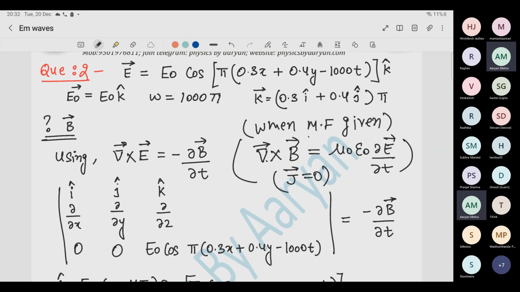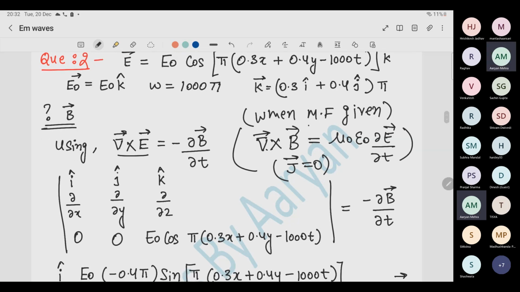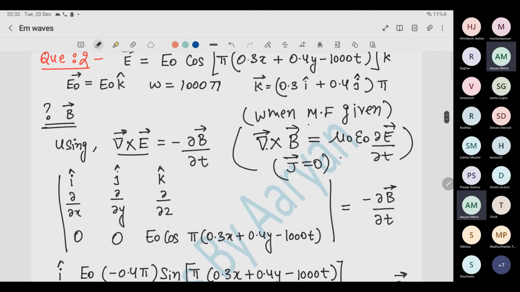Why? You know E, so you can easily find del cross E. But if you start using the other equation, you don't know B here, so how will you find del cross B? You have to keep it in general form: imagine B is Bx, By, Bz, make three equations, compare them and find the answer. In this one, you can easily find del cross E, and it is just ∂B/∂t. You just have to integrate with time on both sides and your B will come out.